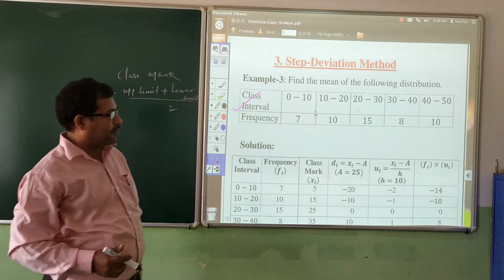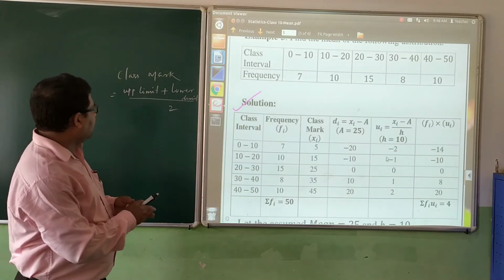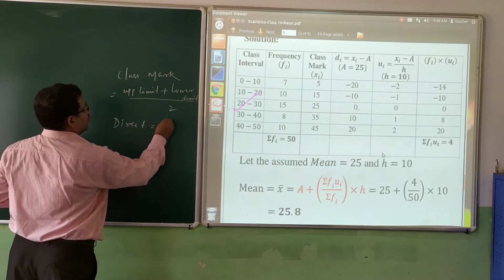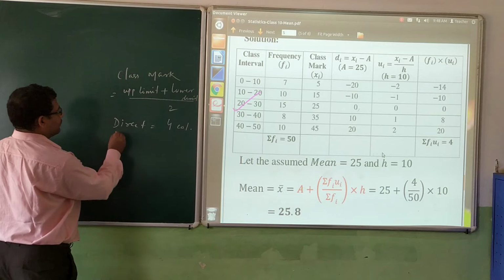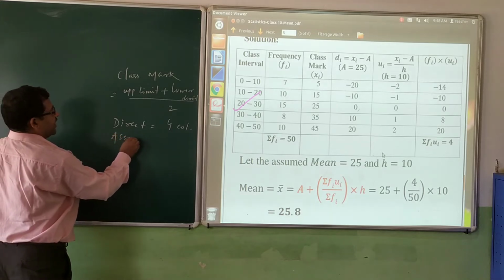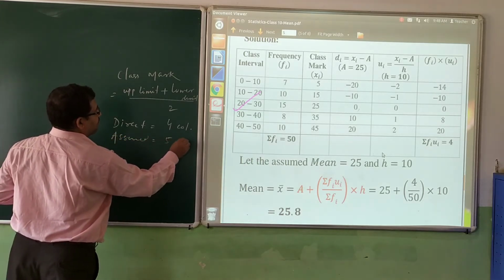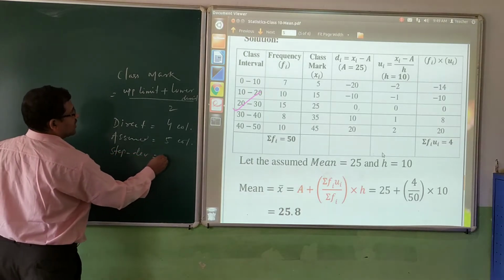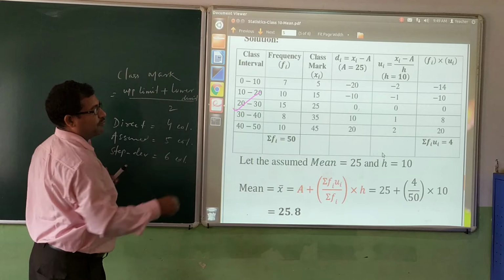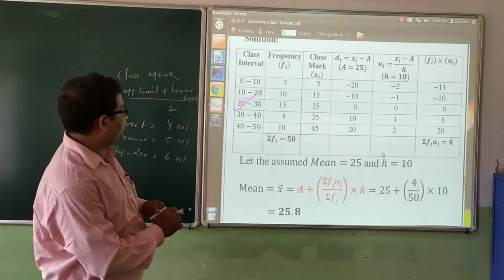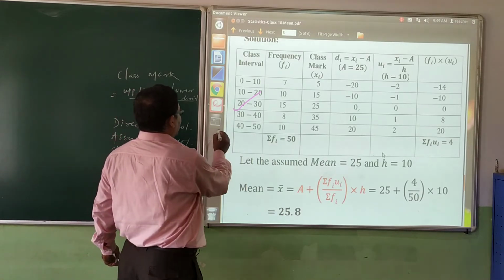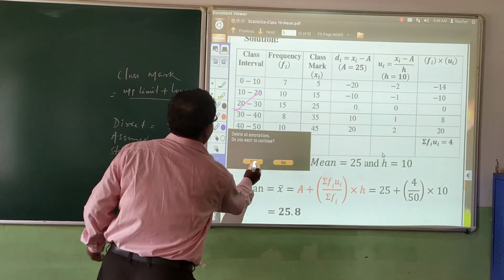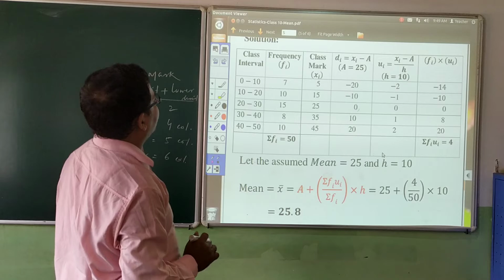Now look at the solution terms. Always remember, direct method, 4 columns; assumed mean process, 5 columns; step deviation method, 6 columns. That means we have to make 6 columns here. Okay? We have to make 6 columns here.